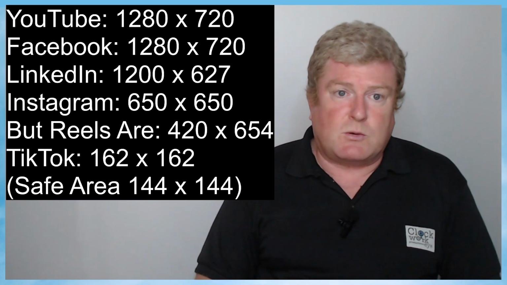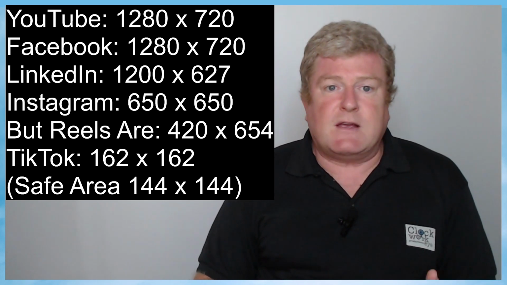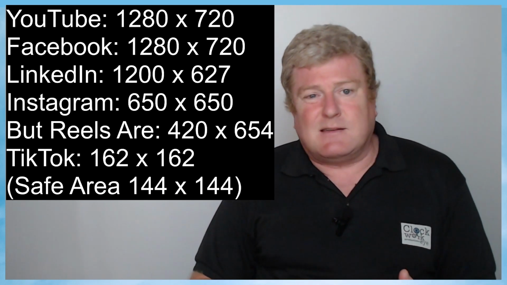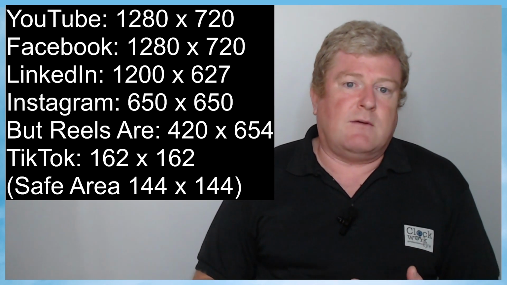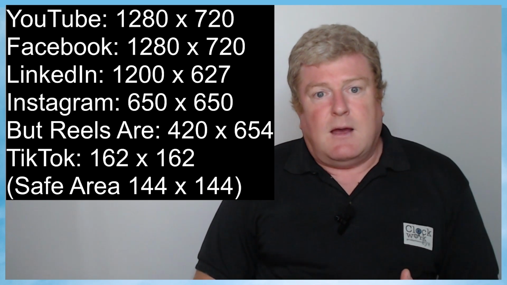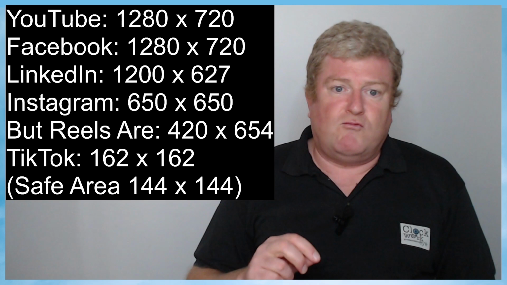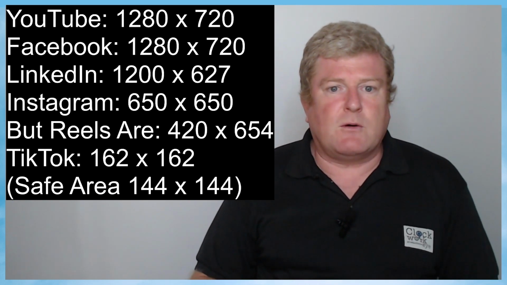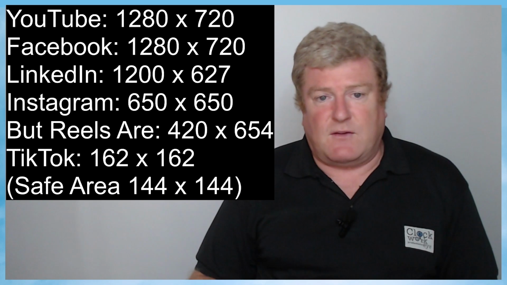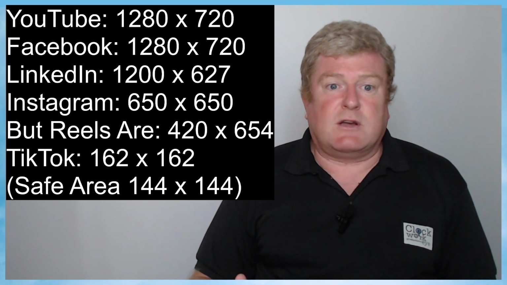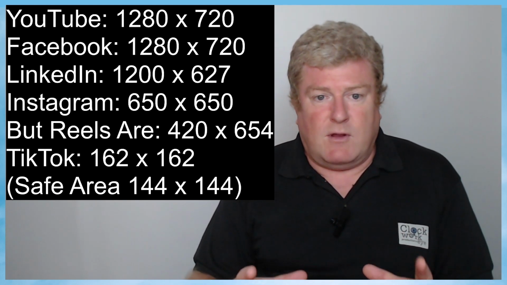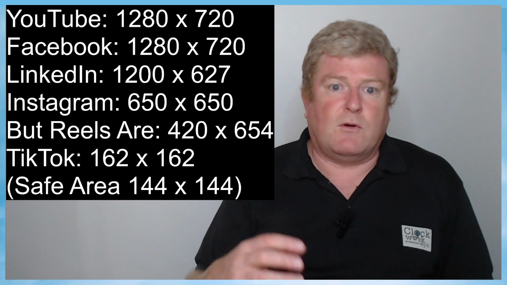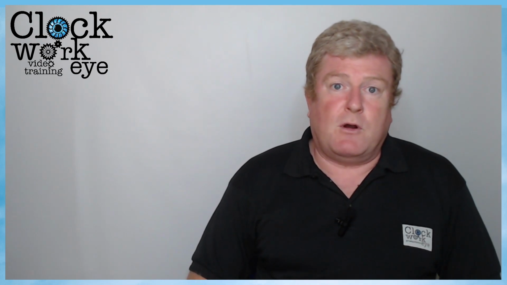Okay, so just a quick chart here that shows you YouTube and Facebook 1280 by 720. LinkedIn's a bit different with 1200 by 627. Then you've got Instagram, I've got their 650 by 650. But at the end of the day, the reels, which is really the video stuff which we want to focus on, are 420 by 654. And then TikTok, they say they have a 162 by 162 pixel area, but the safe area within that is 144 by 144. So essentially be aware of which platform you're putting on.